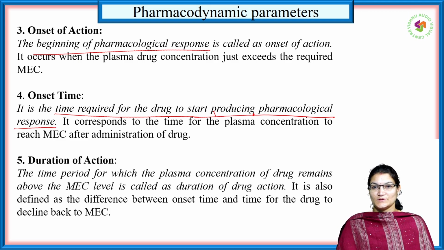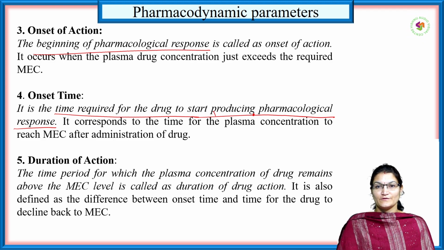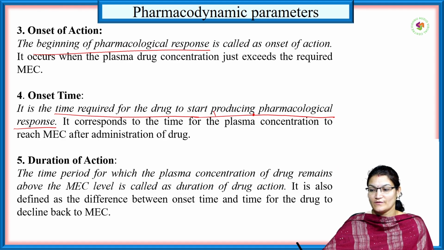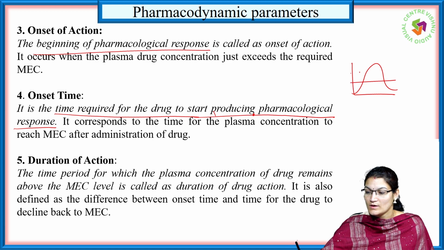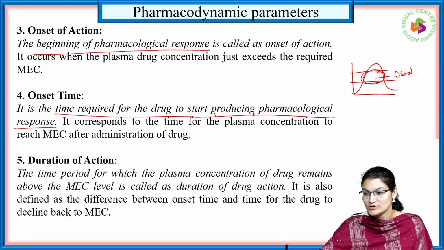So let us discuss the fifth point, that is duration of action. The time period for which the plasma concentration of drug remains above minimum effective concentration is considered as duration of action. If you plot a graph, whatever the drug remains above the minimum effective concentration in this particular area of the graph, you will call this duration of action.